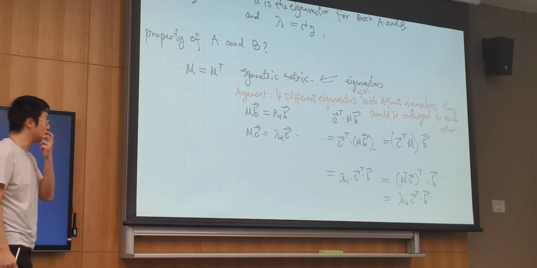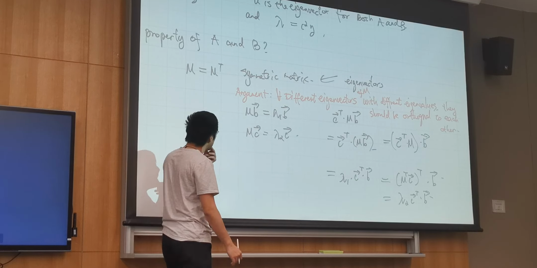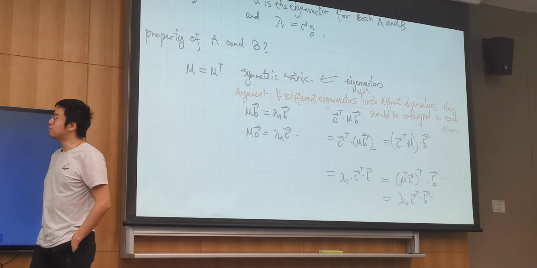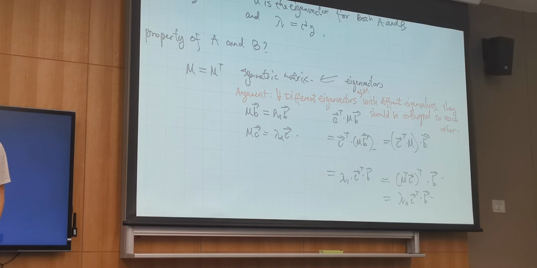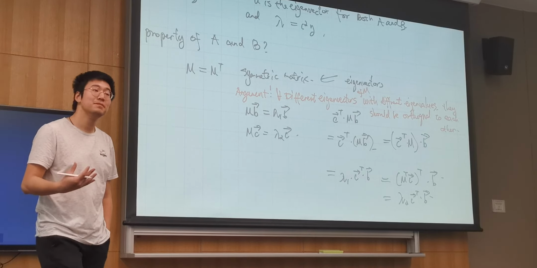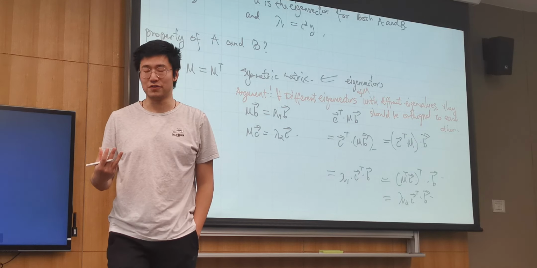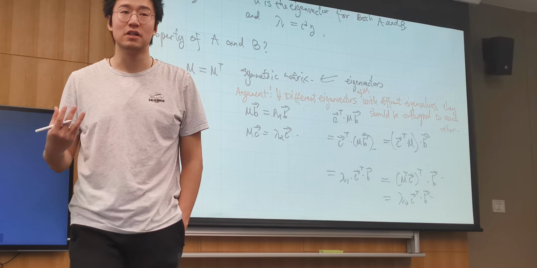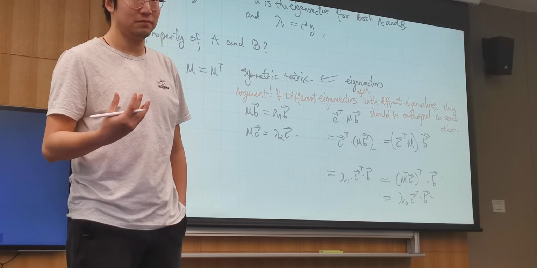Okay? They should be orthogonal to each other. Well, if my M, this is my argument 1, if my M is a symmetric matrix, what other properties does a symmetric matrix have? What other properties about eigenvectors, specifically about eigenvectors and eigenvalues, does a symmetric matrix have?